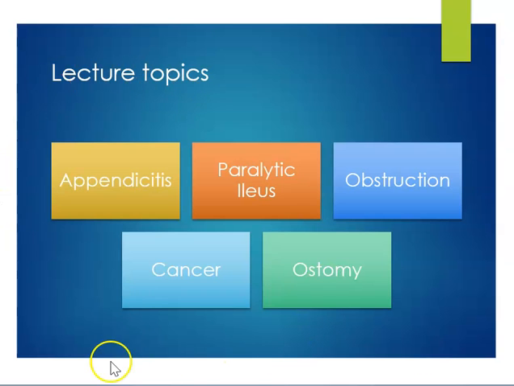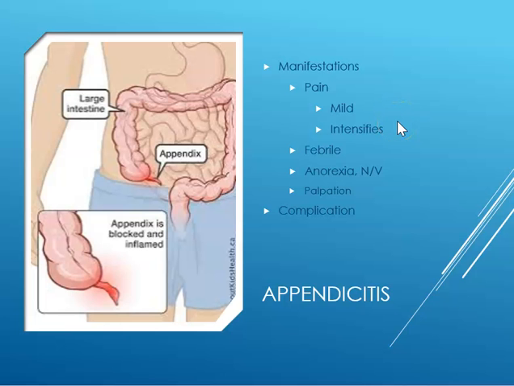So these are going to be some of the things we're going to be talking about: appendicitis, paralytic ileus, obstructions, cancer, and ostomies. So first we'll talk about appendicitis, which is going to be an inflammation of the appendix.